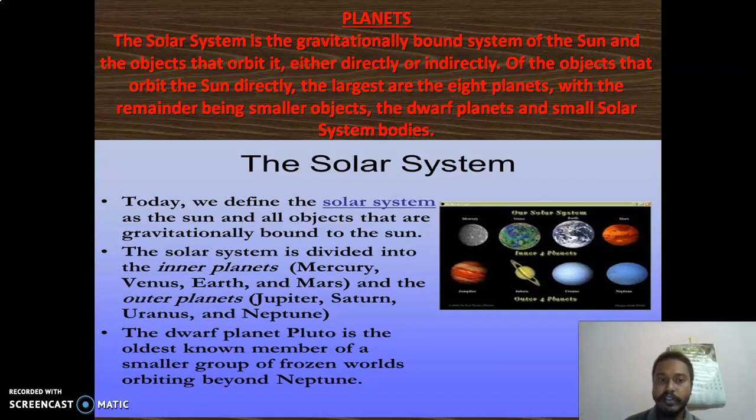So today we define the solar system as the sun and all objects that are gravitationally bound to the sun. So what is the definition of the solar system? The sun and all other objects which are gravitationally bound, meaning they revolve around the sun, all this is known as the solar system. The solar system is divided into inner planets, meaning the closer ones: Mercury, Venus, Earth, Mars, and the outer planets, the far ones: Jupiter, Saturn, Uranus, and Neptune. The dwarf planet which I mentioned is a frozen planet, Pluto, and some smaller planets after that. Okay, so I hope you're clear with that.